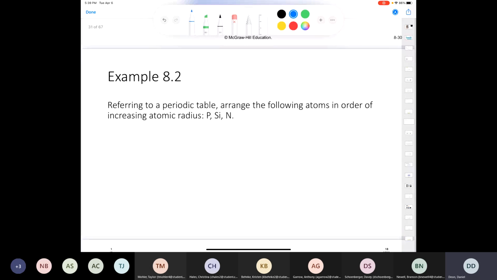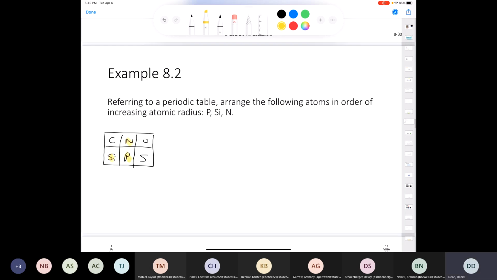It just says, referring to a periodic table, arrange the following atoms in order of increasing atomic radius. I'll just draw a chunk of the periodic table here for you, because we need to arrange phosphorus, silicon, and nitrogen. So there's the chunk of the periodic table that we need. So we have phosphorus, silicon, and nitrogen. Could anybody tell me which one of these would be the smallest radius between these three elements?